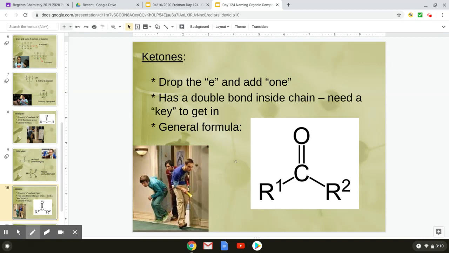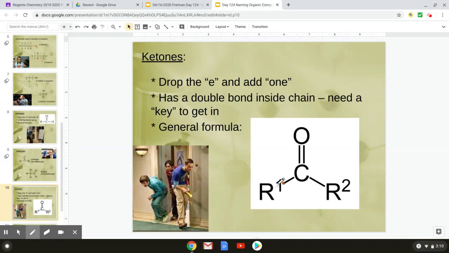So the next group is a ketone. The ketone looks a lot like an aldehyde, in which we have a double bonded oxygen to a carbon. But in the case of a ketone, the double bonded oxygen is on a carbon that's in the middle of a carbon chain. So it's like a pendant hanging off of your necklace. It's in the middle of your necklace.